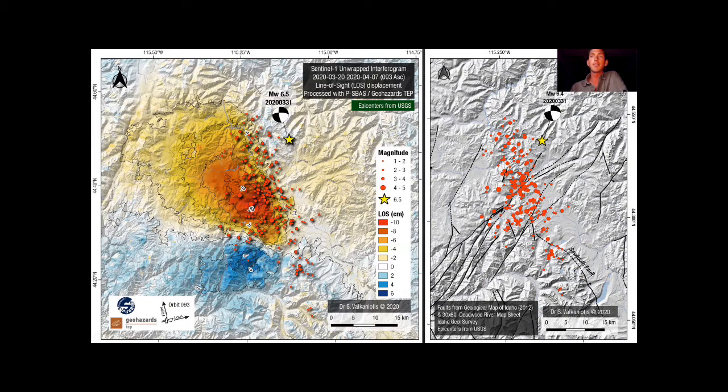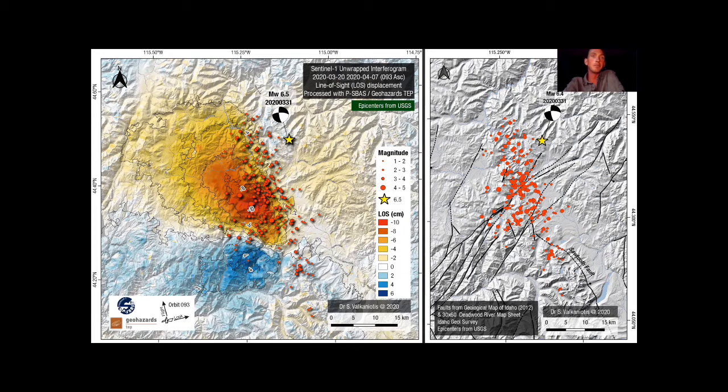We can see the Sawtooth Fault here on the right. The epicenter is at the yellow star here. It's thought that the earthquake involved the Sawtooth Fault, but that end of the Sawtooth Fault is not well mapped and not well understood. So there's still a lot of work being done on that. And on the left, this is kind of a neat way to look at the earthquake.